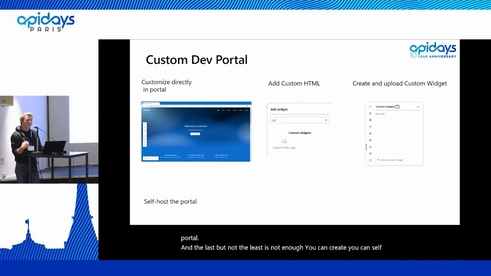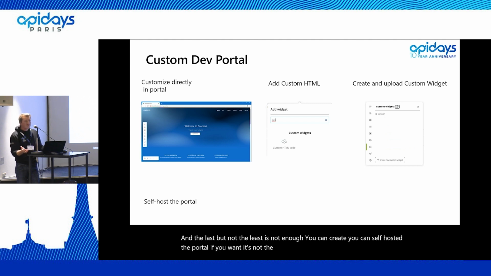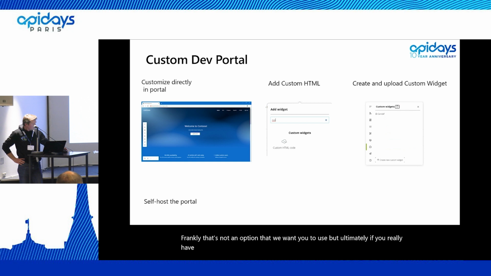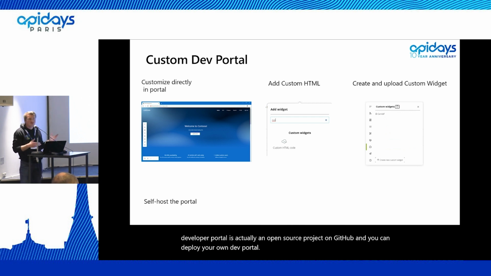And the last but not the least, if it's not enough, you can self-host the portal if you want. It's not the best approach, but if you don't have the choice. Let me add just one thing about this. Frankly, that's not an option that we want you to use, but ultimately if you have a requirement that doesn't fit with what we offer as managed services, you have this option. But that's really not our vision to develop more things and promote this approach. But you can do it. The developer portal is actually an open source project on GitHub, and you can deploy your own dev portal. But you need to update and secure the VM behind the portal.